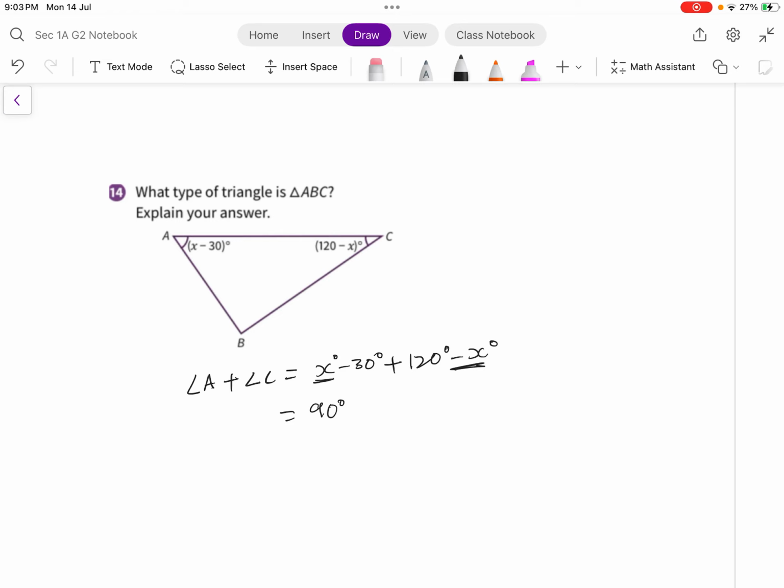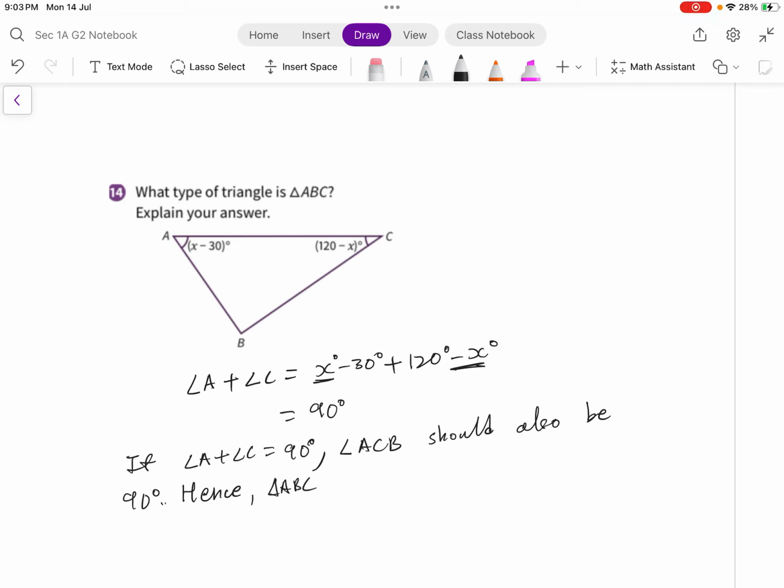So if these two angles add together, angle A plus angle C equals 90 degrees, angle ABC should also be 90 degrees. Hence, triangle ABC is a right angle triangle.